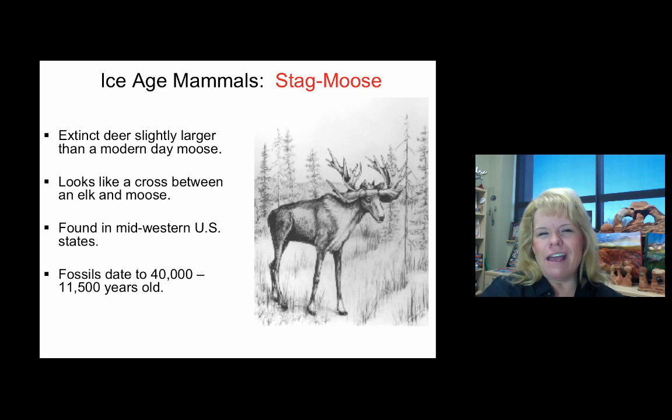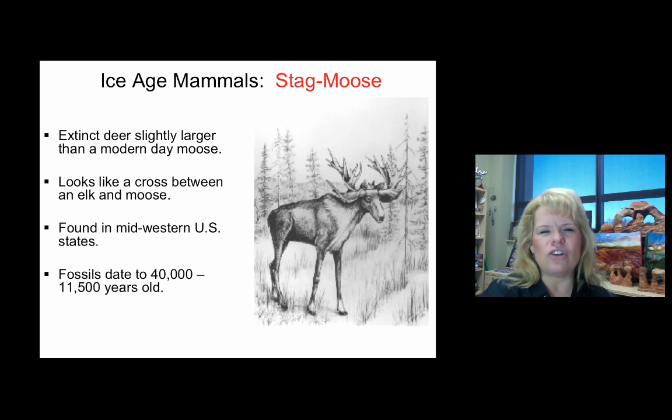Stag moose. Now, I absolutely love moose, so this one's like one of my favorites. This guy was an extinct animal related to a deer that's slightly larger than a modern day moose. Well, that's just enormous. And they look like a moose in their body plan, but have horns more like an elk. Really kind of a strange animal. They were found all throughout the Midwest, so we could actually start finding fossils up near Montana, Idaho, starting looking in Kansas, Nebraska, South Dakota, and we start seeing fossils around 40,000 years ago.